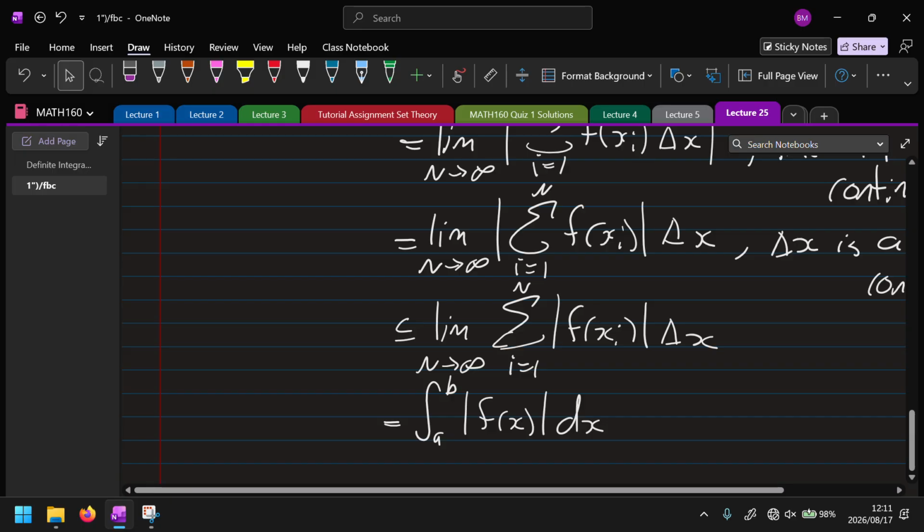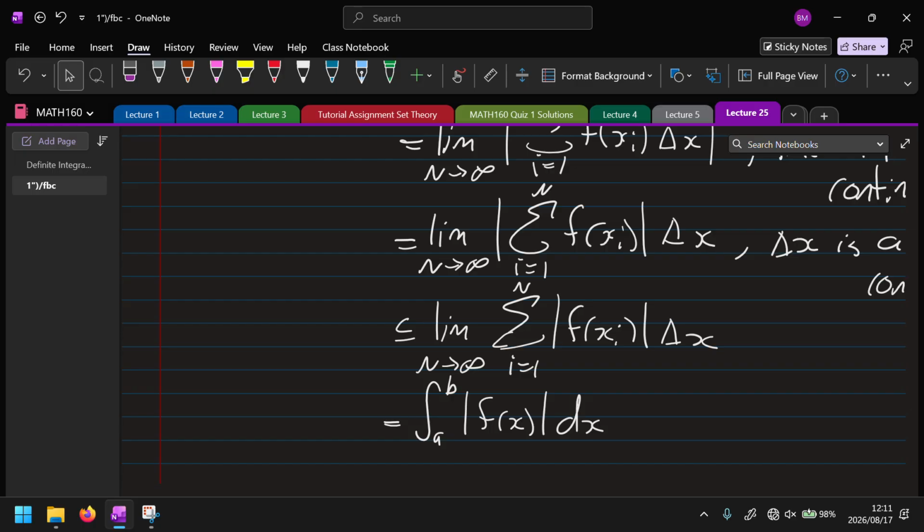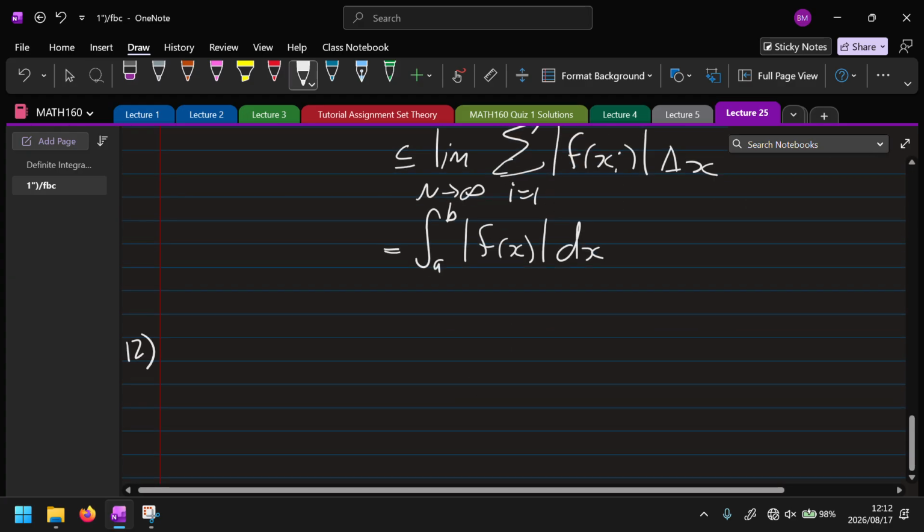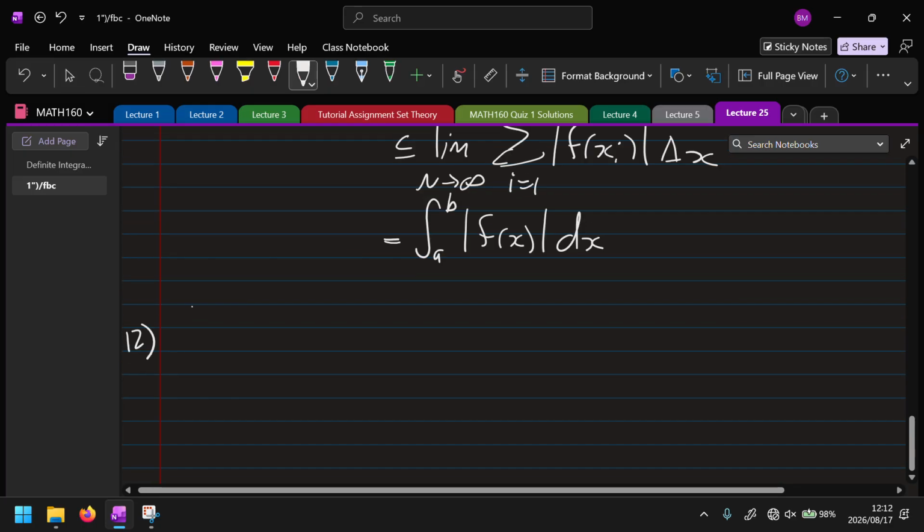All right. Any questions for this one? Okay. And then the last one. Again, we're not going to do the proof, but you do need to know the property. Number 12. This is the Cauchy-Schwarz inequality.